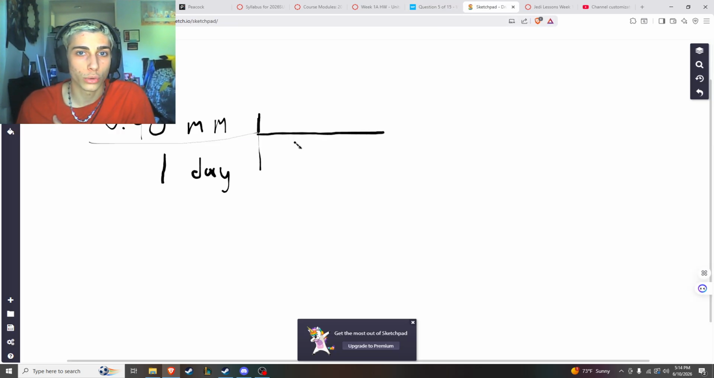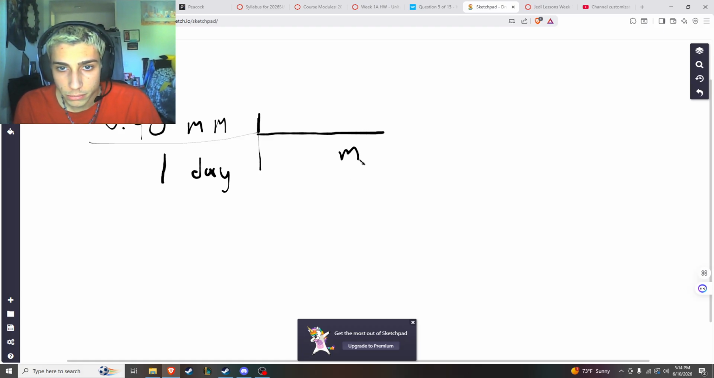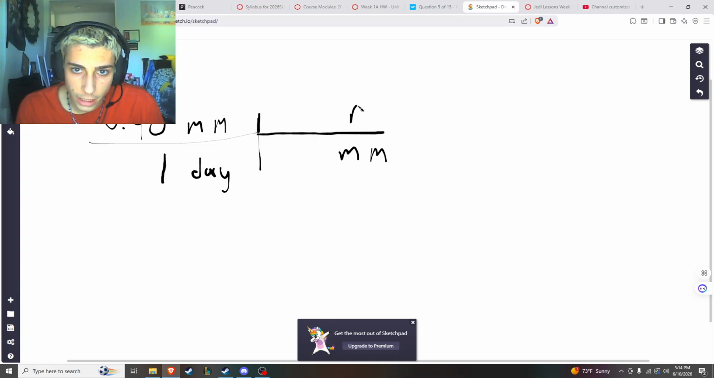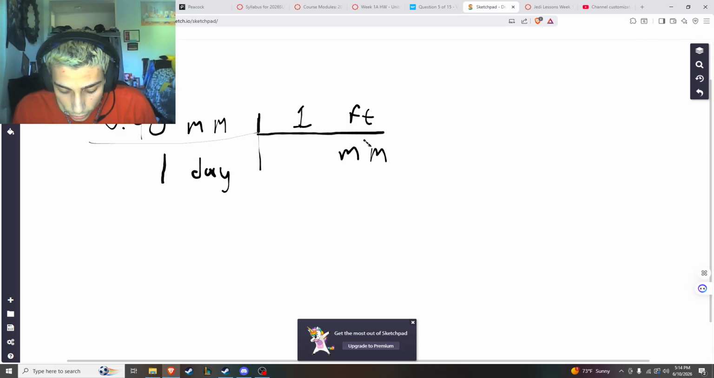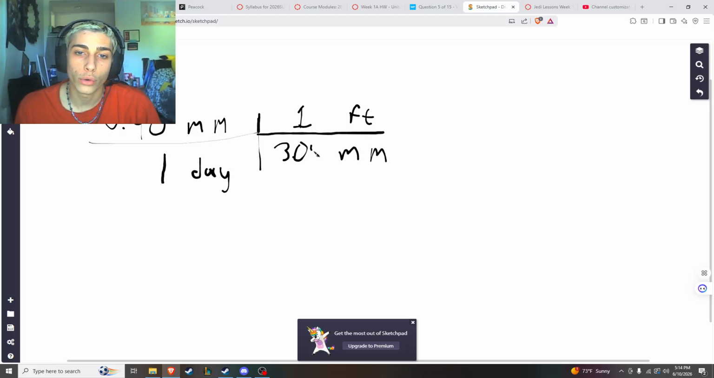Yeah, feet. So we want to put millimeters on the bottom so that these cancel out, respectively, and we want to put feet on the top. And because feet is the bigger unit, we want to just have that one have the 1. And 1 foot into millimeters is going to be 304.8. Sorry about my handwriting.